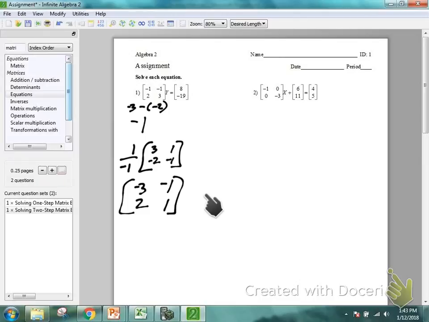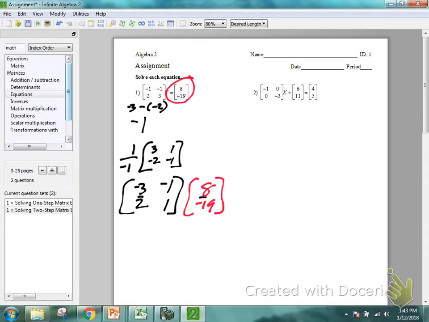You will be told otherwise in specific problems with specific directions. Until that happens, you go inverse first, your other matrix second. Wait, inverse first? Inverse first, your other matrix second. And then multiply the two.